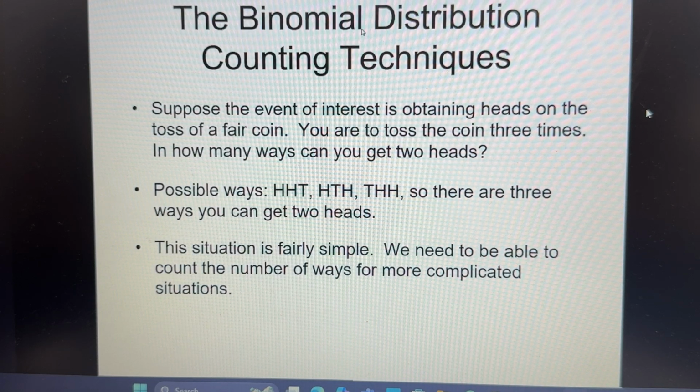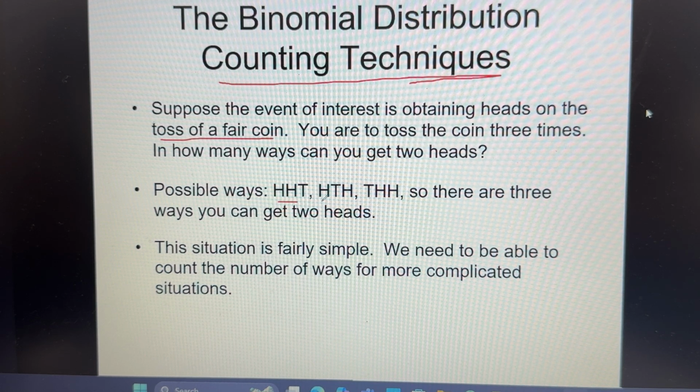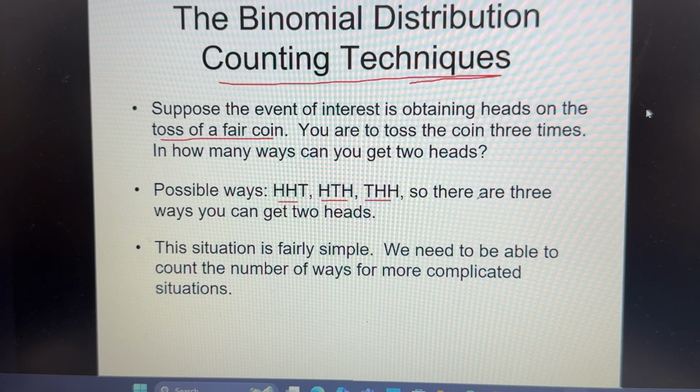Now, the counting techniques for the binomial distribution. Suppose the event of interest is obtaining heads on the toss of a fair coin, and you toss the coin 3 times. As an example, in how many ways can you get 2 heads? The possible ways are HHT, HTH and THH. So there are 3 ways you can get 2 heads.